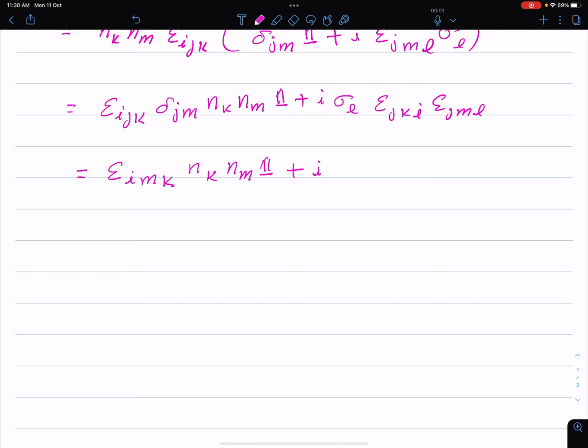now I use the identity for the product of two Levi-Civita symbols. So what we are having here is sigma l. So epsilon j k i epsilon j m l is equal to delta k m delta i l minus delta k l delta i m.